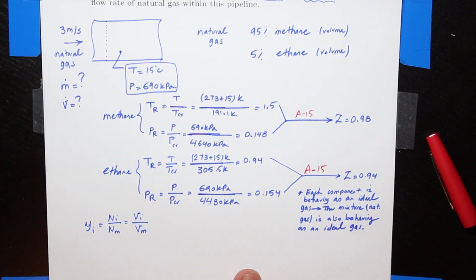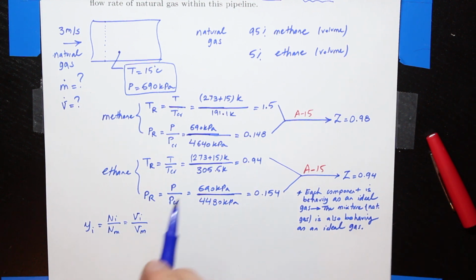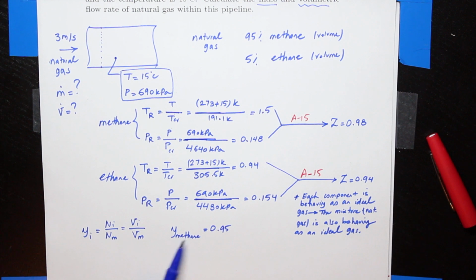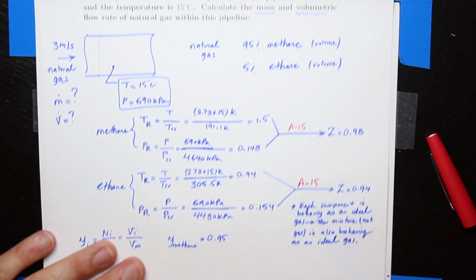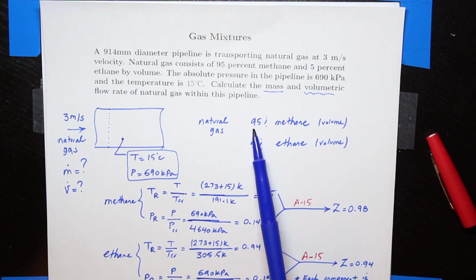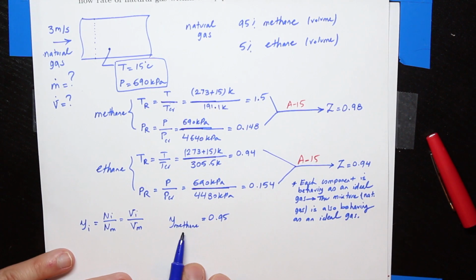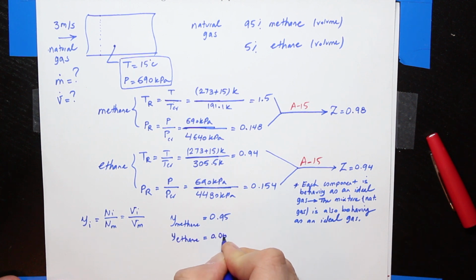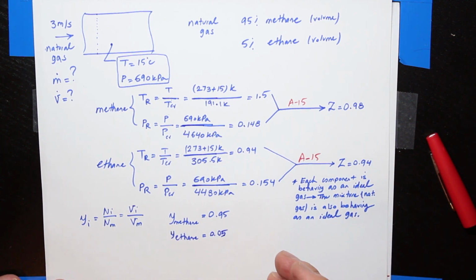Okay, so I know that the mole fraction for the methane gas is equal to 0.95. The reason that I wrote this down is because I know that the mole fraction for an ideal gas is the same as the volume fraction. And in the problem statement, it says that the volume fraction for methane is 95% or 0.95. So this basically comes from the problem statement. The same thing for ethane gas. That is 0.05. That is my mole fraction for the second gas.